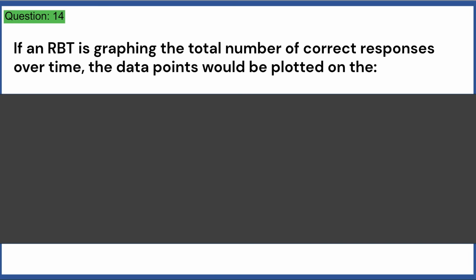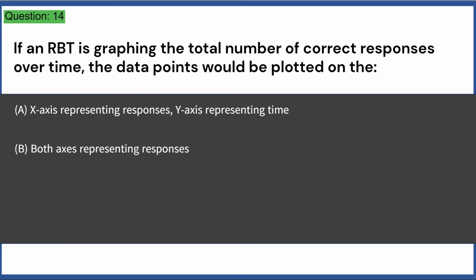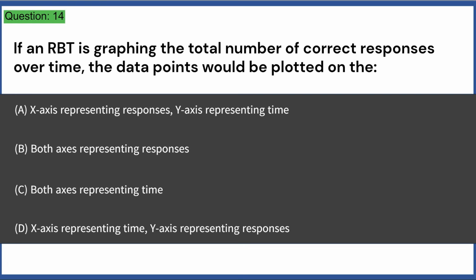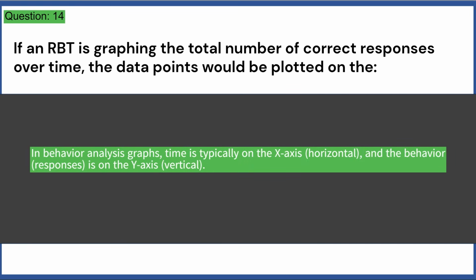If an RBT is graphing the total number of correct responses over time, the data points would be plotted on the A. X-axis representing responses, Y-axis representing time. B. Both axes representing responses. C. Both axes representing time. D. X-axis representing time, Y-axis representing responses. Answer: D. In behavior analysis graphs, time is typically on the x-axis, horizontal, and the behavior, responses, is on the y-axis, vertical.